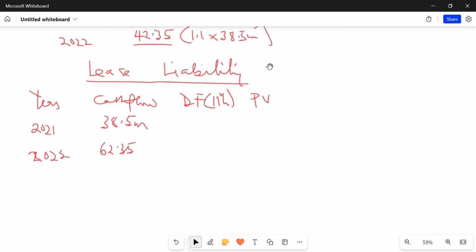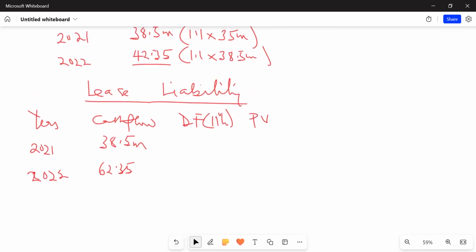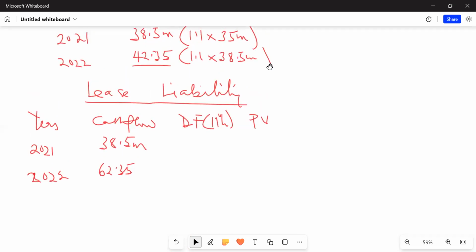11% for the first year. What will be the rate? 0.901. The second year will give us what? 0.812. Yes, it's 0.812. Okay, so let's multiply now.